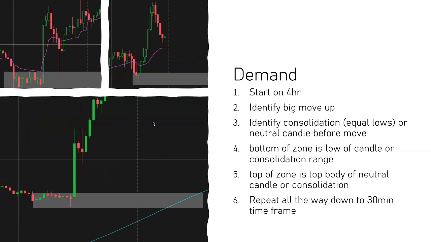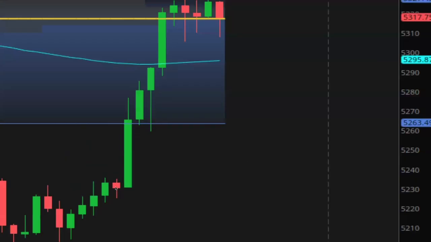Demand is the same thing, but backwards. Starting on the 4 hour, it could either be consolidation, where we take the top of the body and bottom wick, or one neutral candle, top of the body down to the bottom of the wick. It could be either. This is a nice test right there. Again, the bottom of the demand zone will be the wick and the top will be the body, so it's just opposite. I start on the 4 hour and work all the way down to the 30-minute time frame. Now, obviously right here, we see a very nice one. Sometimes you'd wonder, is this consolidation?